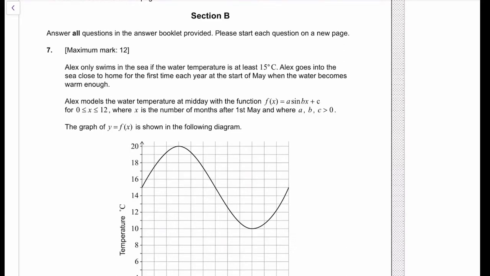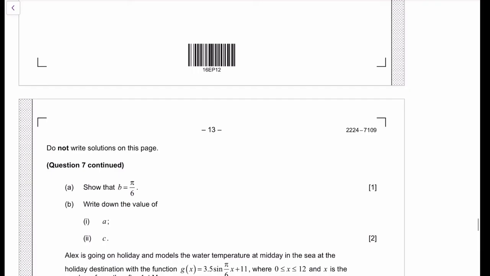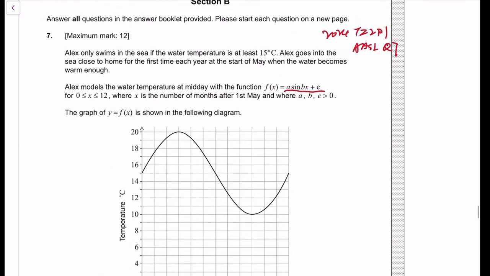This is the solution of 2024 Times 2 Paper 1 ASL question 7. So it's again one of those popular A sine bx plus c or plus d kind of question. The question starts by asking us to find a, b, c.